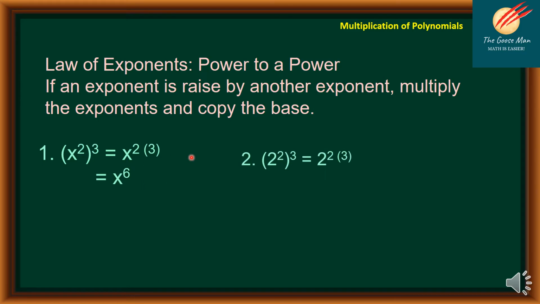Another example, if I have 2 squared raised to 3, so it means this is 2 raised to 2 times 3. So 2 times 3 will give us 6. So I had 2 to the 6th power. However, 2 to the 6th power can be rewritten as 2 times 2 times 2 times 2 times 2 times 2, or this is the same as 64.